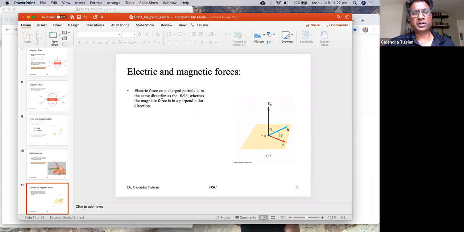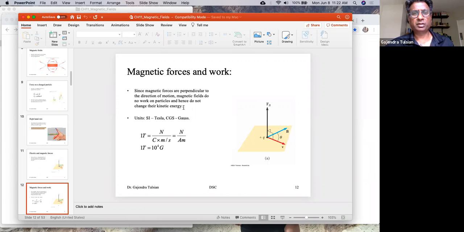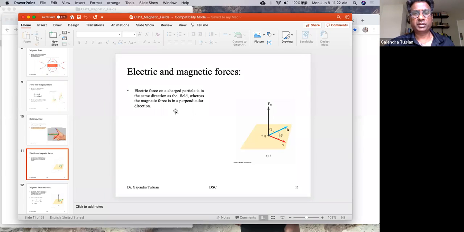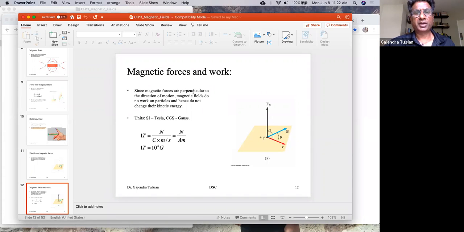So that's what we're saying. Electric force on a charged particle is in the same direction as the field, whereas the magnetic force is perpendicular to the direction. Since the magnetic force is perpendicular to the direction of motion, magnetic fields do no work on particles and hence do not change their kinetic energy. So a magnetic force cannot speed up a particle.